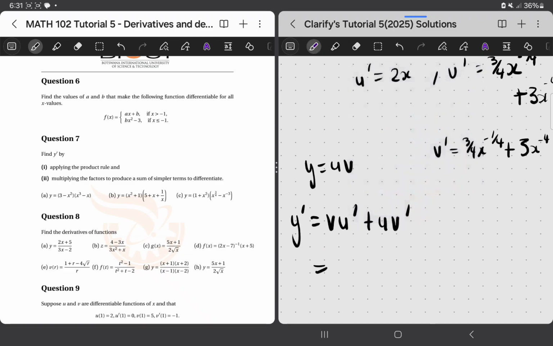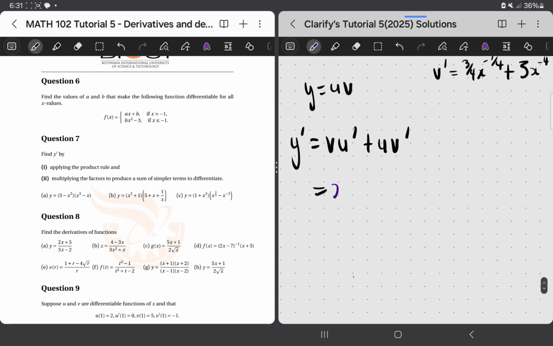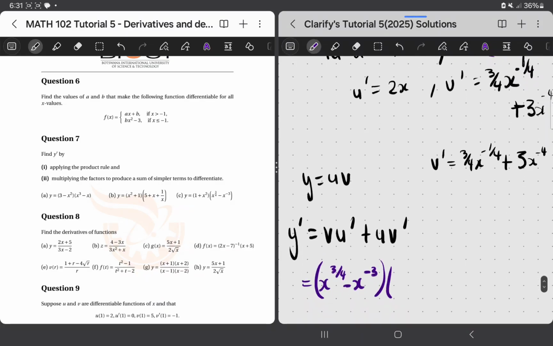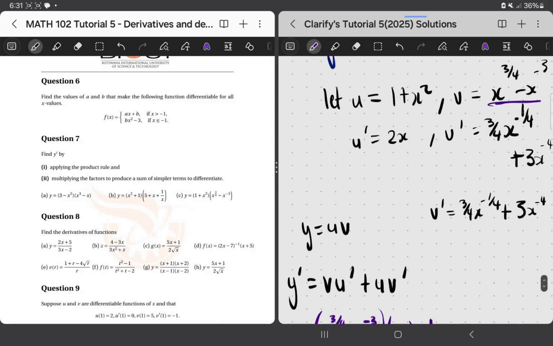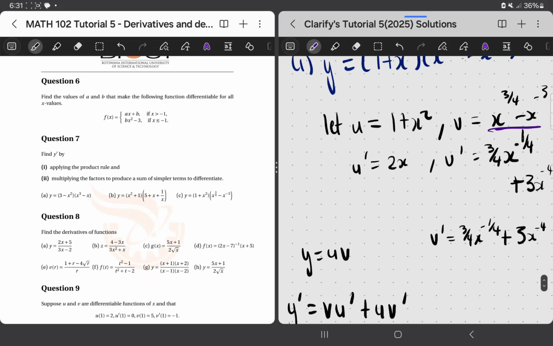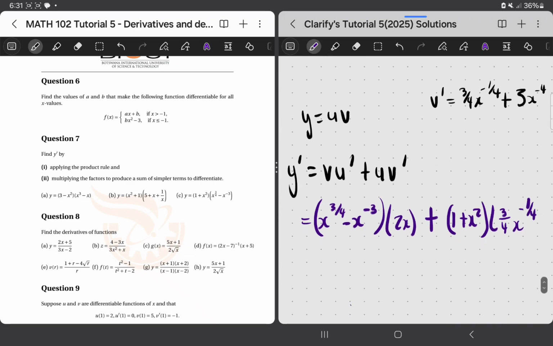It's very important for you to remember the formula. Very important. Come on. So now we're going to say, what is the second, which is v? You can come and get it here. So it is equal to x to the 3 over 4 minus x to the negative 3. Don't make a mistake there, okay? Make sure it's a negative 3. Multiplying derivative of the first, which is u prime, and that's just 2x. Then plus the first, which is u, that's 1 plus x squared. We just see it here. Multiplying the derivative of the second, which is going to be 3 over 4 x to the negative 1 over 4 plus 3x to the negative 4.